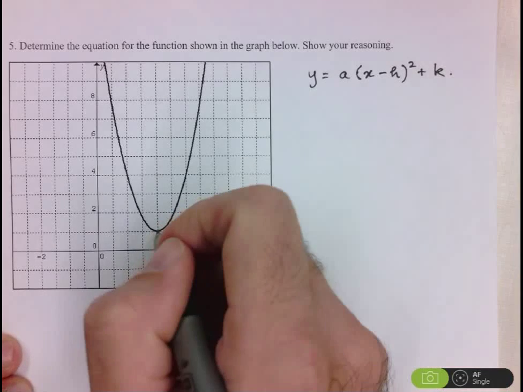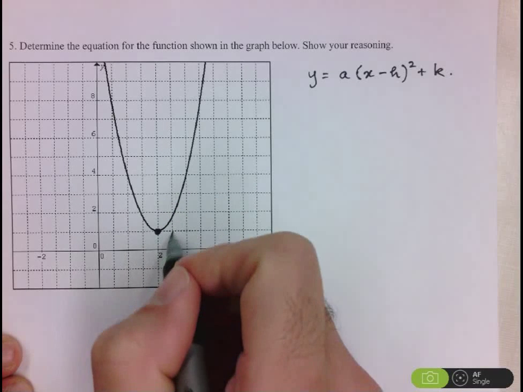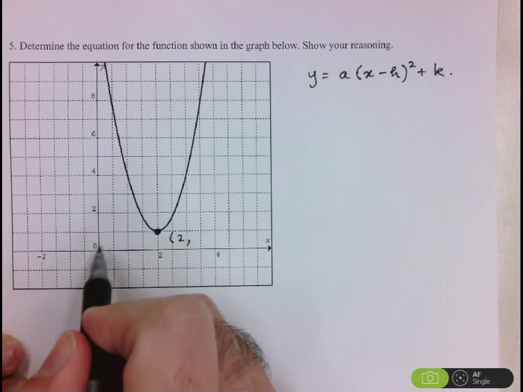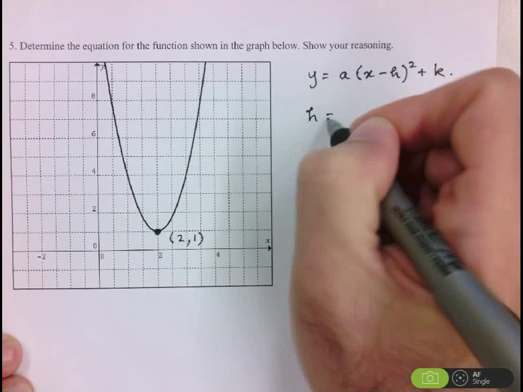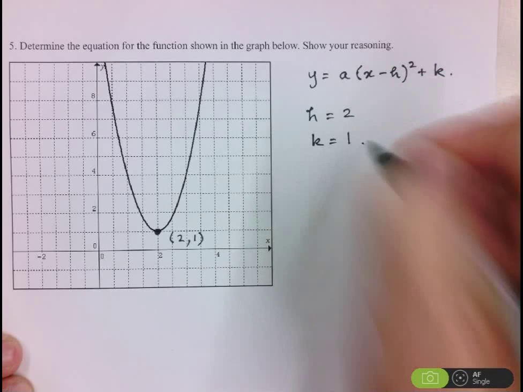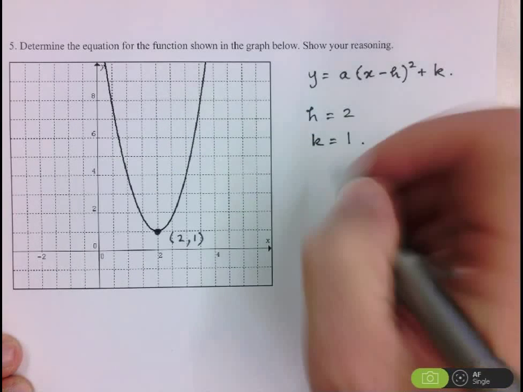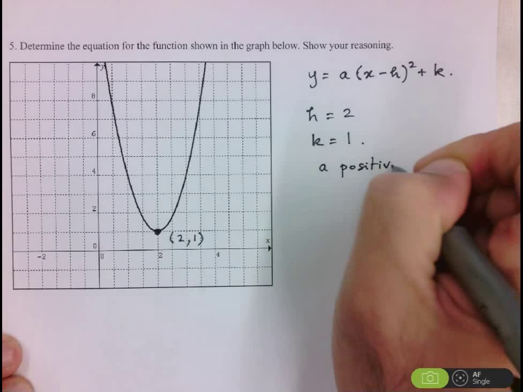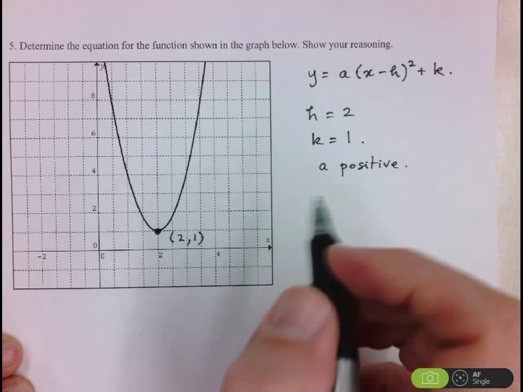Since the vertex is very easy to see, let's start with that here. I see that the vertex is x equals 2 and y equals 1. So right off the bat, h is equal to 2 and k is equal to 1. Now because the parabola is opening upwards, we know that a is going to be positive. And now the last bit of work is determining what the a value is.